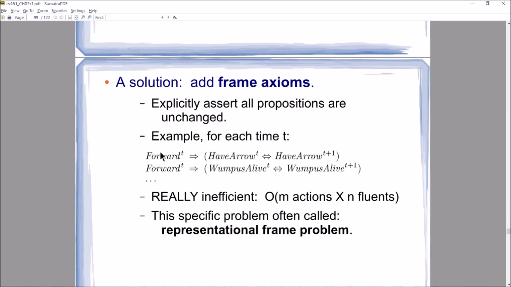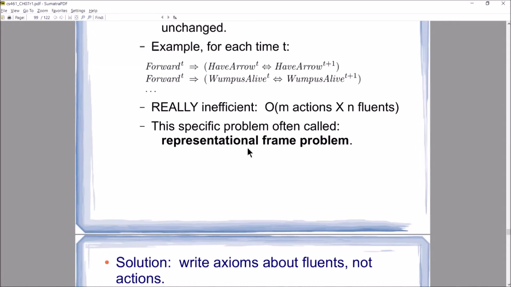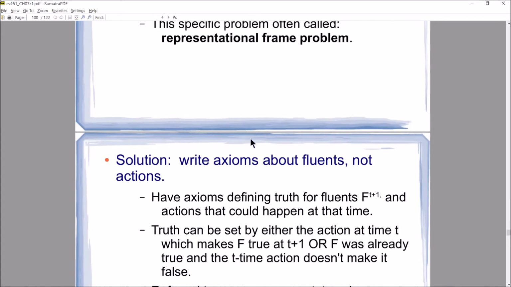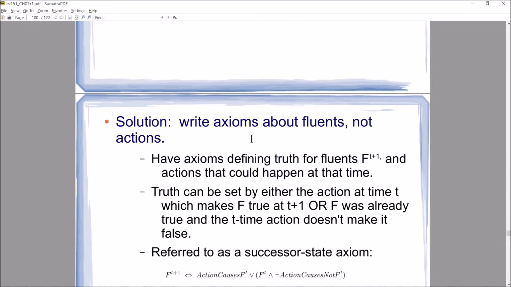So there's a whole bunch of these sentences that you'd have to add to your knowledge base, and this can be really inefficient. And so this specific problem where you have to lay everything out is often called the representational frame problem. So how to resolve the representational frame problem? A solution: make your axioms about the fluents, not about actions. So what you do is you have these axioms that define truth for fluents that are coming a turn later, a second later, a time slice later, and then you specify the actions that could happen a second later.